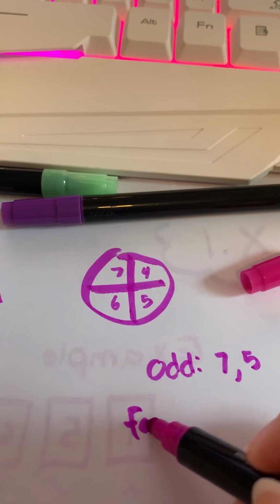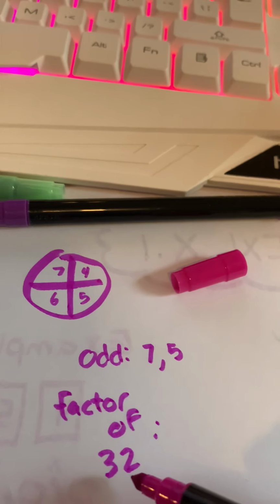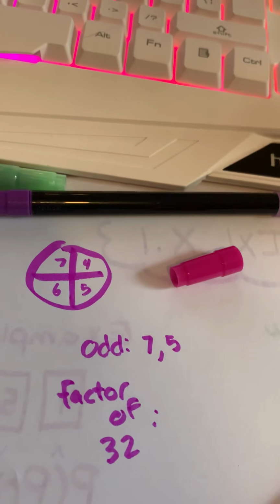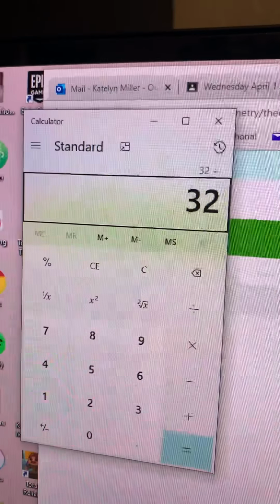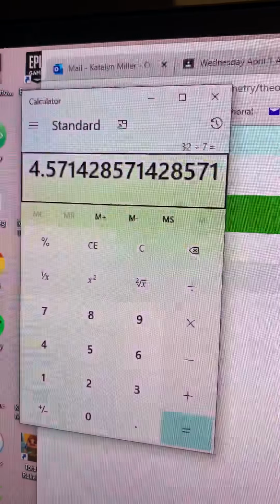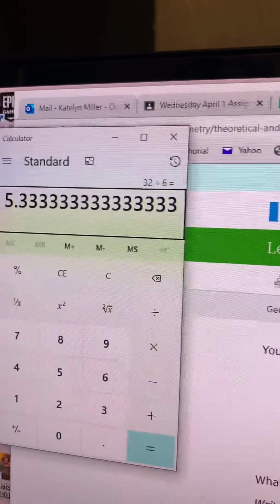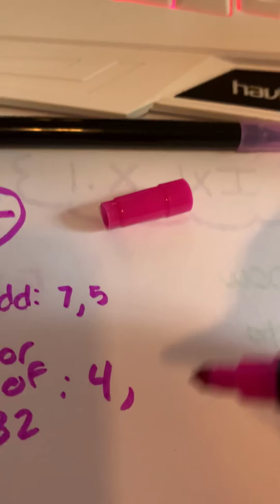And then the other one was factor of 32. That just means that I can divide 32 by that number evenly. All right, so we're going to test our numbers. So 32 divided by 4 is 8. So 4 is a factor. 32 divided by 7 is a decimal, so it's not that. 32 divided by 6 doesn't work. 32 divided by 5 doesn't work either. The only one that worked was 4.